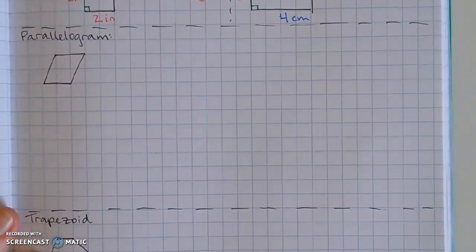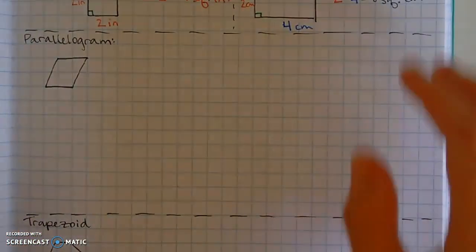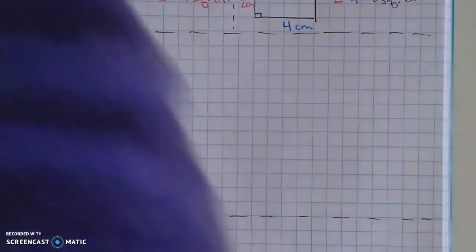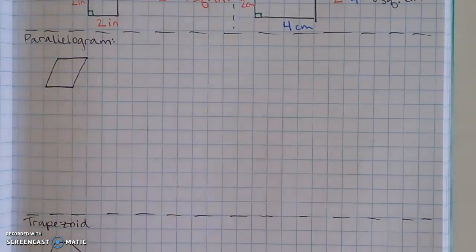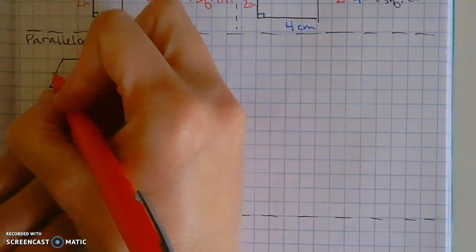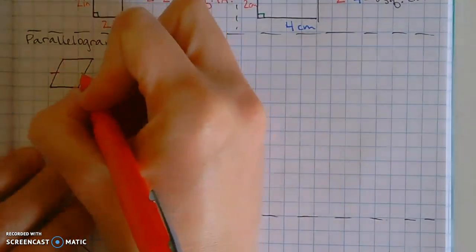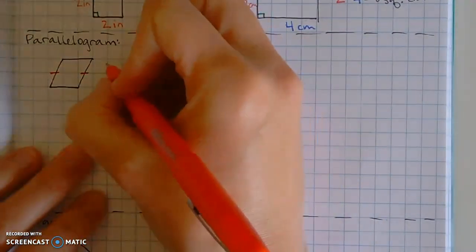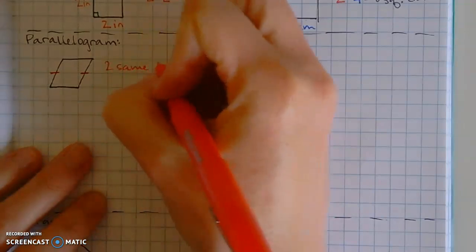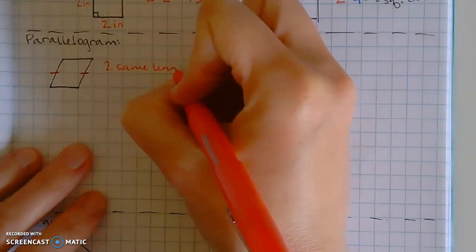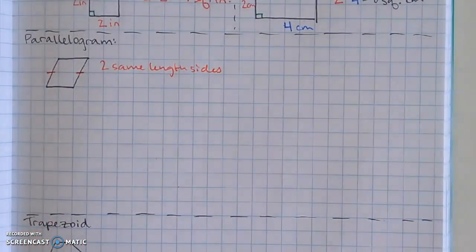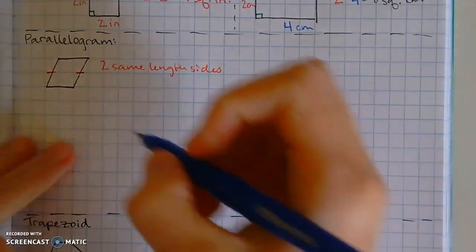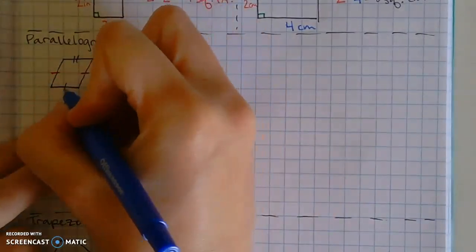So I'm going to start with parallelogram, and I'm going to just define this real fast. So the big things you need to know about parallelograms is, like a rectangle, it has two sides that are the same. So this side and this side are the same length. So two same length sides. And then it also has 2 same length sides.